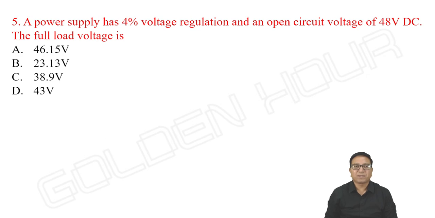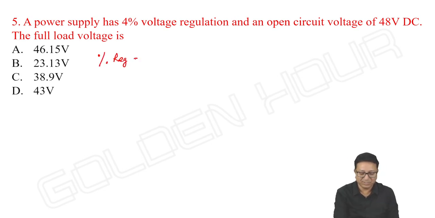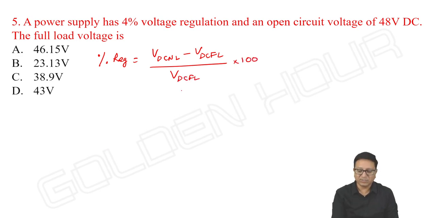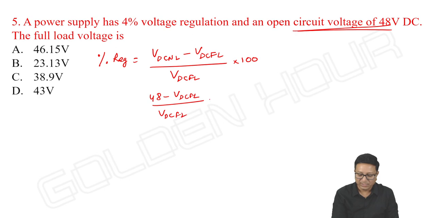Next, a power supply has 4% voltage regulation and an open circuit voltage of 48 volts DC. The full load voltage is? So it's a formula based question. The percentage regulation is equal to VDC no load minus VDC full load, by VDC full load, into 100, and its value is given as 4%. No load voltage means open circuit voltage. So it is 48 minus VDC full load, by VDC full load, into 100, equal to 4%.